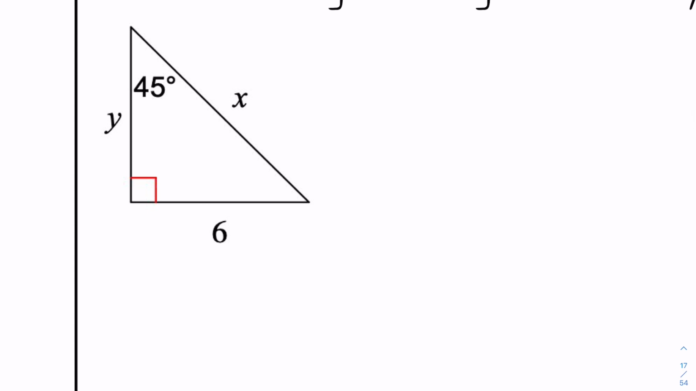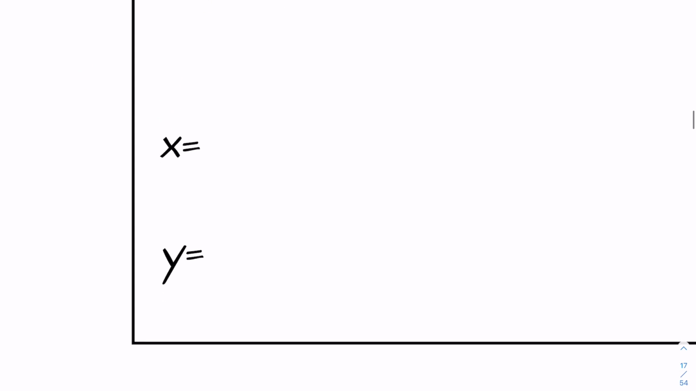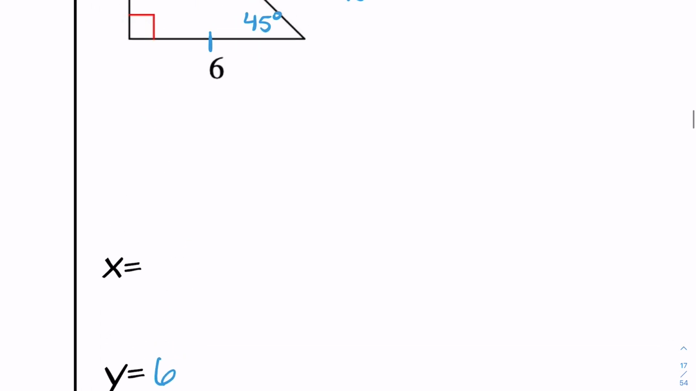What's special about this triangle is it has 180 degrees, but we take away 90, we get 90. We also take away 45. That leaves us with 45. So this angle right here has to be 45 degrees, since it has to add up to 180. Therefore, we know that this is congruent to this piece, meaning that y has to be 6. So no matter what, in this case, y is going to be 6.